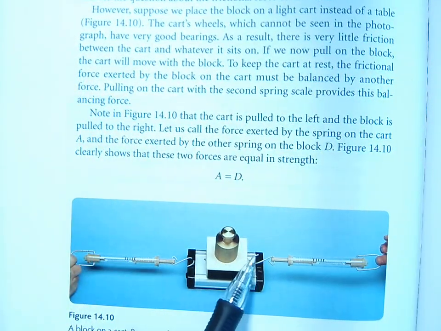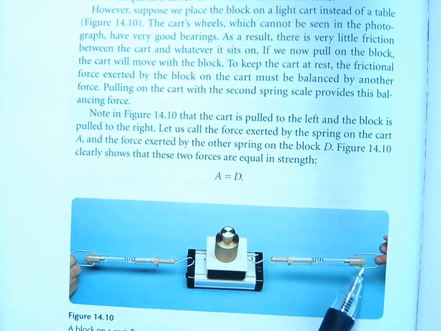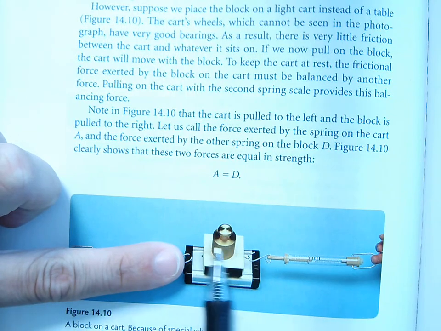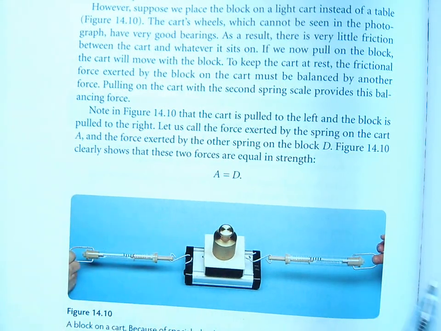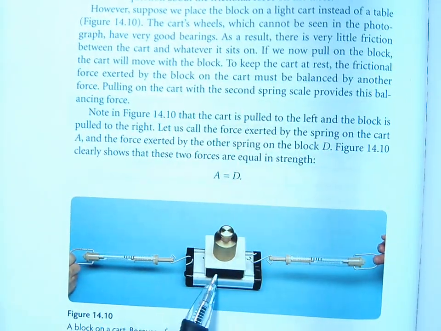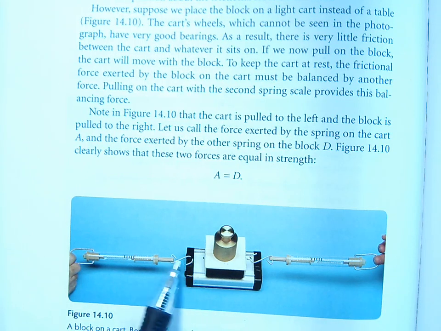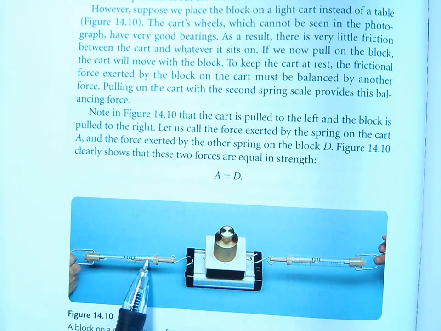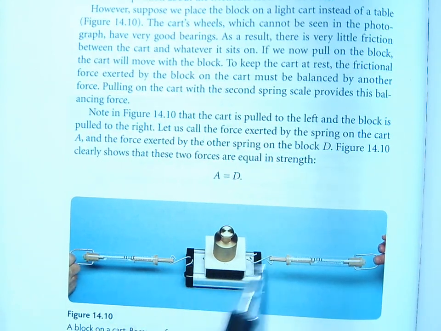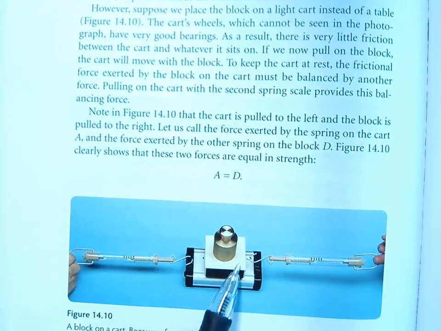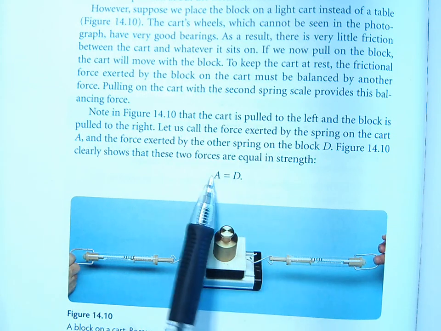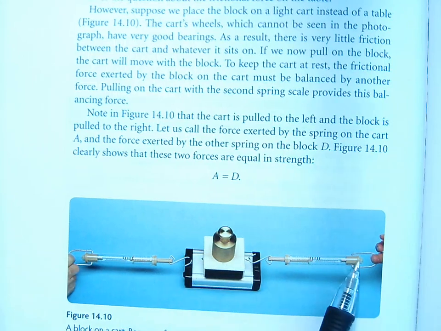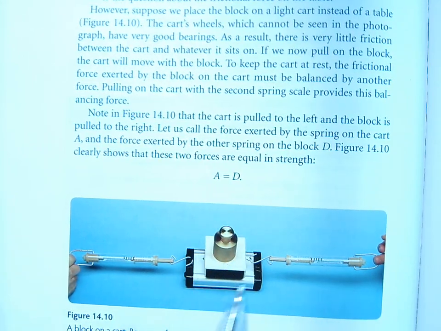Okay, so here, let's pick up where it says here. So if we now pull on the block, so if we take this spring scale, hook it to the block and pull in this direction, if this spring scale wasn't here and you pull on the block this way, the whole thing is going to move this way. So then we go, okay, to keep the cart at rest, I can put a spring scale, hook it up to the cart, and pull in the opposite direction. And if I apply the same amounts of force in opposite directions, then this whole thing will remain still. Okay, and that's where they get A equals D.